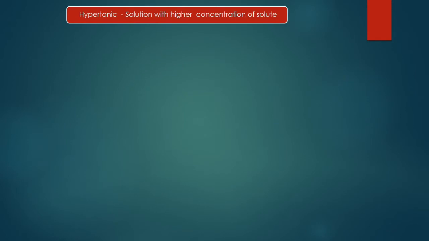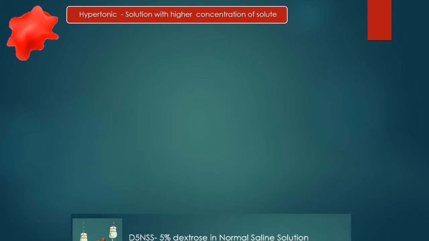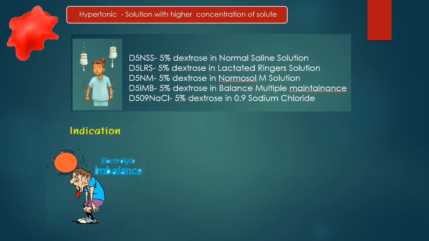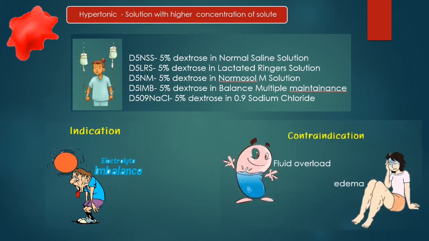Hypertonic, a solution with a higher concentration of solute. The cell is expected to shrink. The following are the IV fluids available under hypertonic. And indication is during electrolyte imbalance. Contraindication, it should not be given in cases of fluid overload and edema.